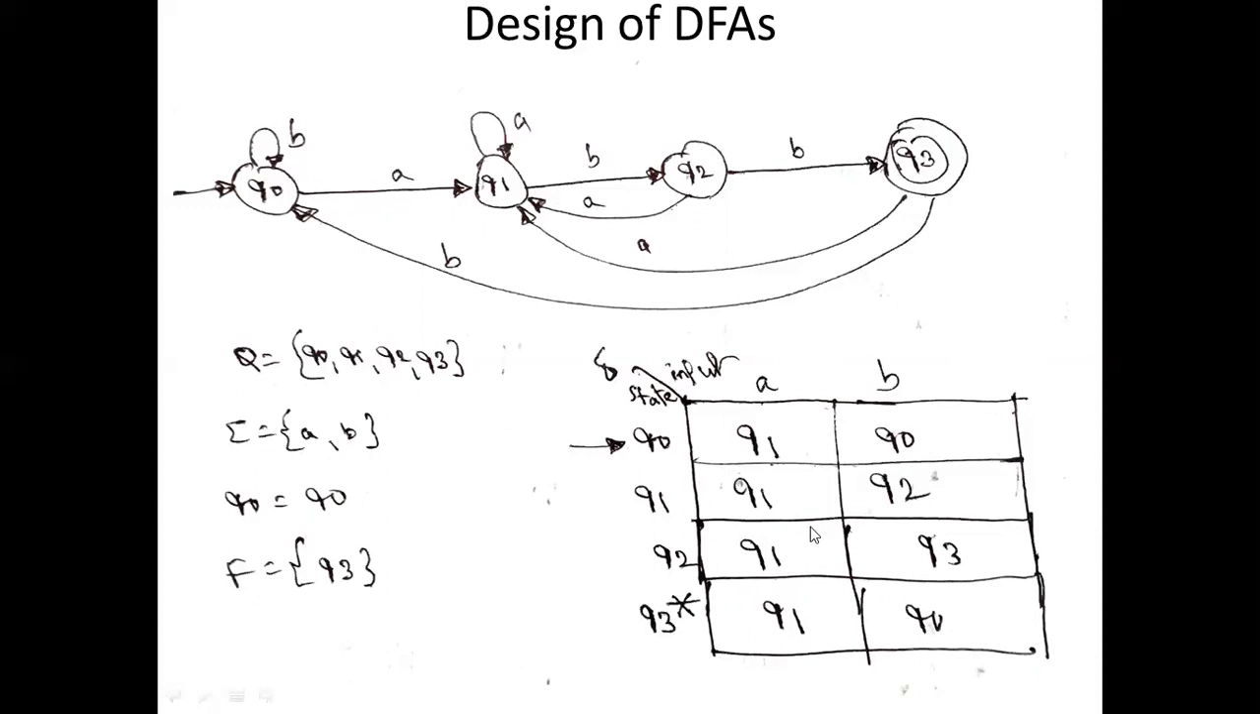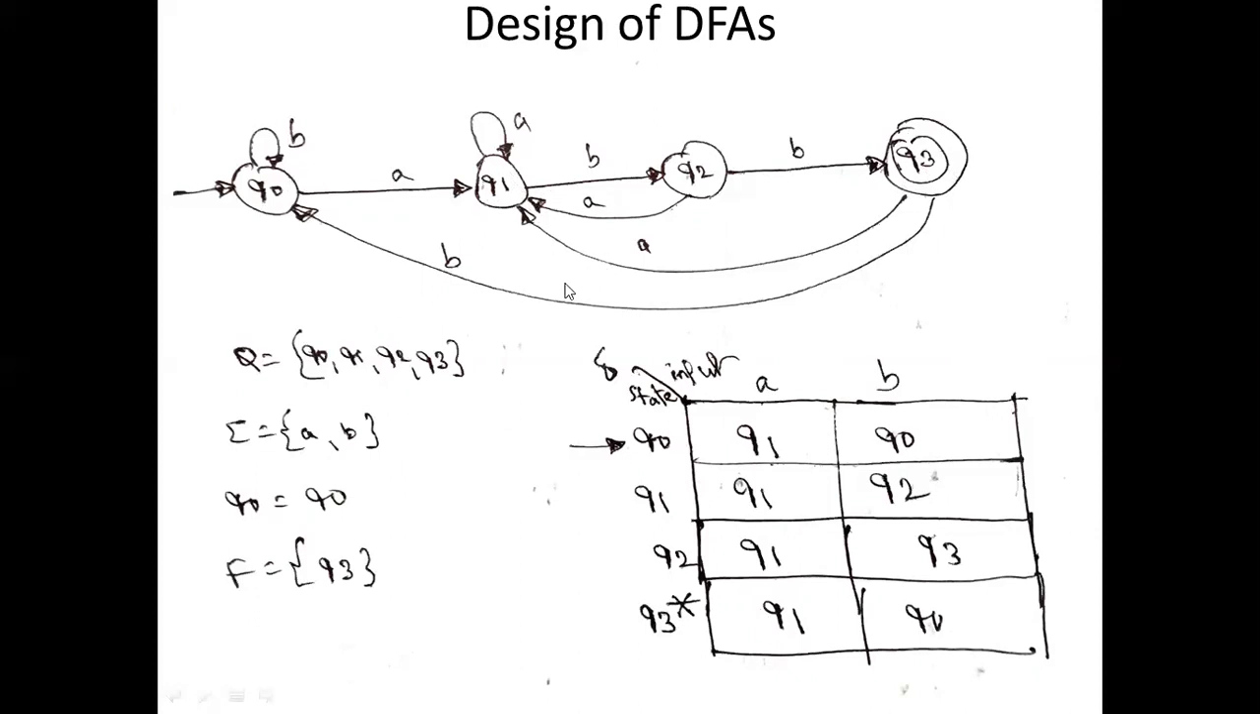After this, we can also cross-check whether any string ending with ABB is accepted through this diagram or not. Suppose you take AAABB. What is Q0 on A? Q1. One A is over. Another A is there. Q1 on A is Q1. B. Q1 on B is Q2. Q2 on B is Q3. Finally, the machine stops at Q3. So like this, we can cross-check any string.